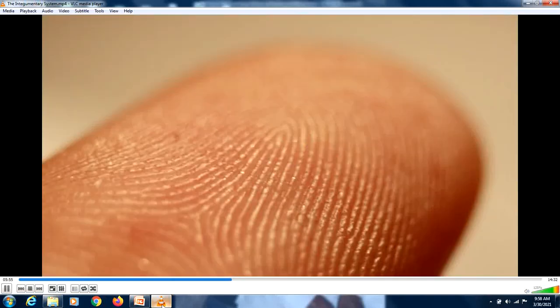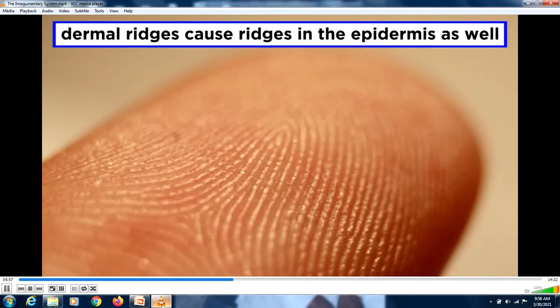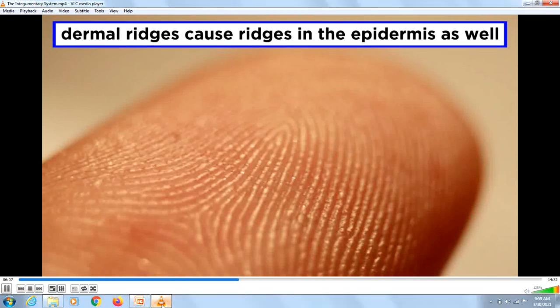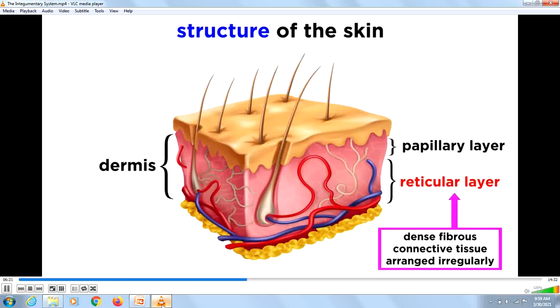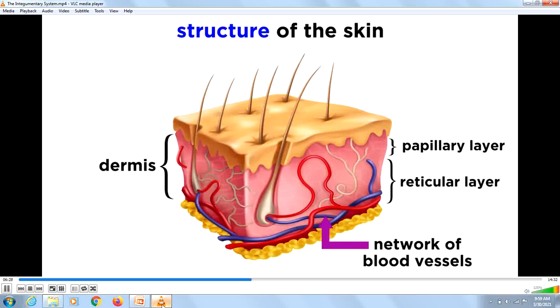In areas where there is lots of friction, like the hands, these papillae sit on mounds called dermal ridges, which cause ridges in the epidermis as well, which are meant to enhance the gripping ability of the fingers, and they are visible as the lines on our fingertips that make our unique fingerprints. Below this papillary layer sits the reticular layer, which is most of the dermis, and it is made of dense, fibrous connective tissue that is arranged irregularly. A network of blood vessels sits below this, just before the hypodermis.